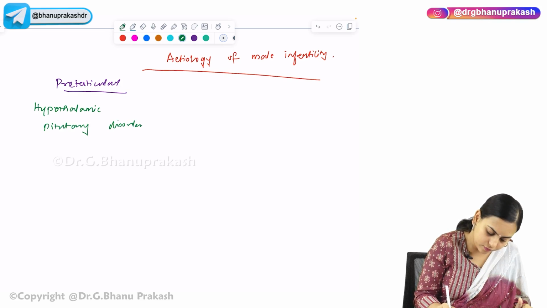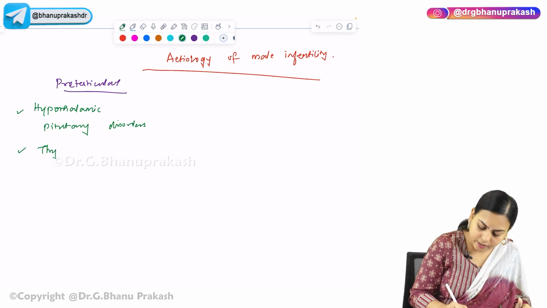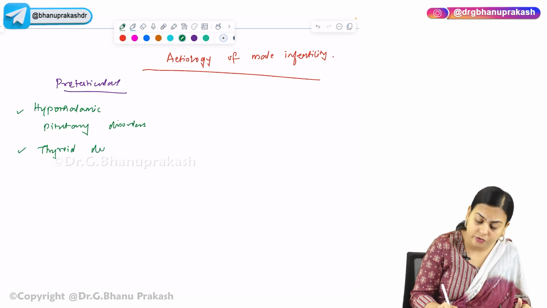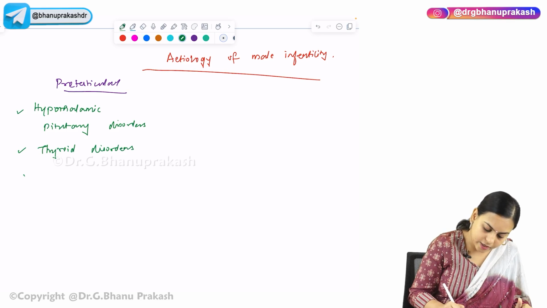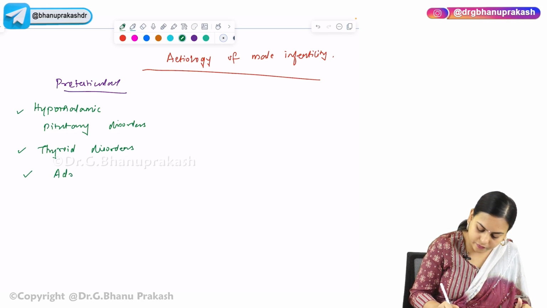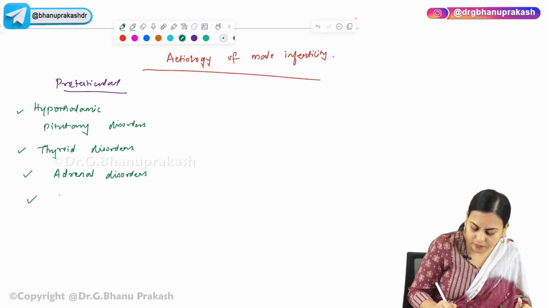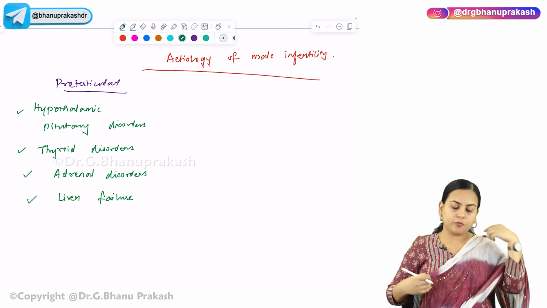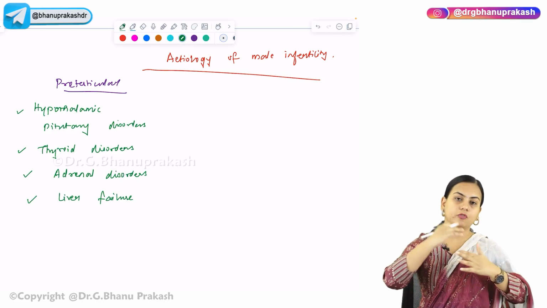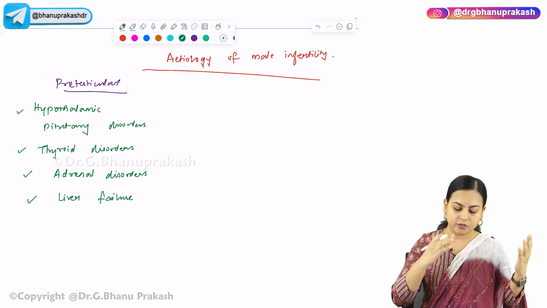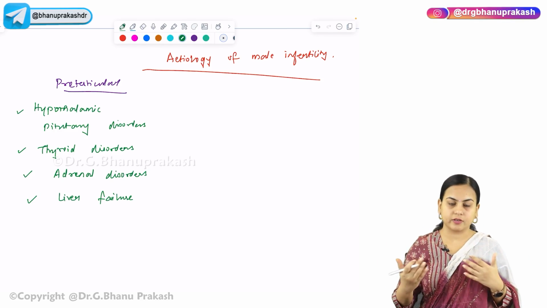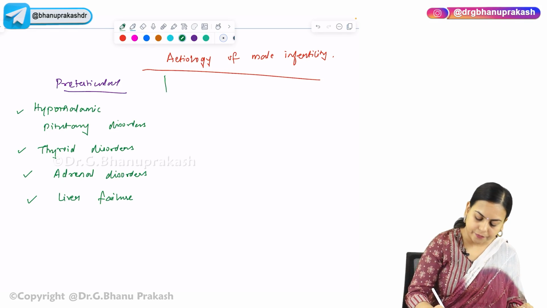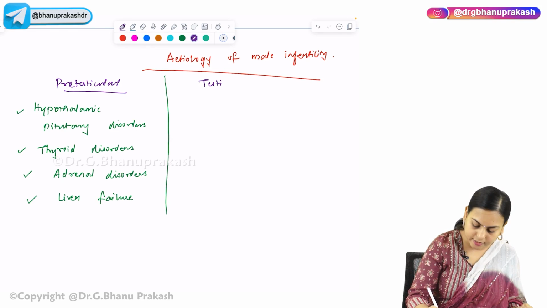Then there can be other conditions like thyroid disorders, and then there can be adrenal disorders or liver failure. Okay. So, if you imagine the human anatomy, all these things are coming before the testis itself. Okay. So, hypothalamic pituitary disorders, thyroid disorders, adrenal disorders as well as the liver failure. And the next compartment we are going to discuss is the testicular causes as such.